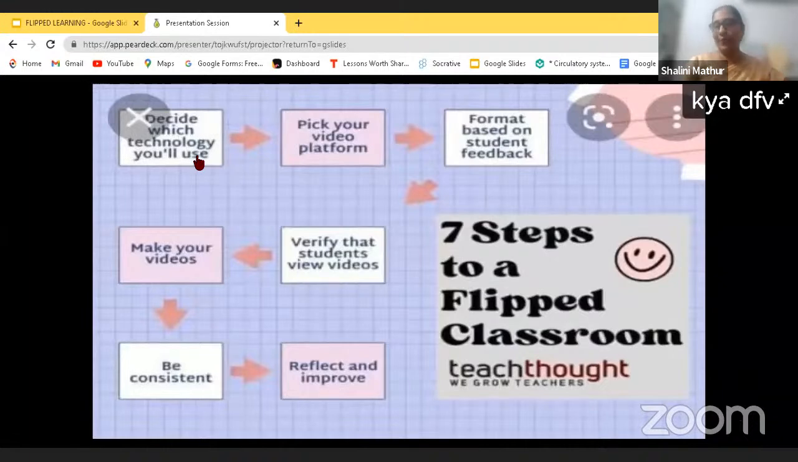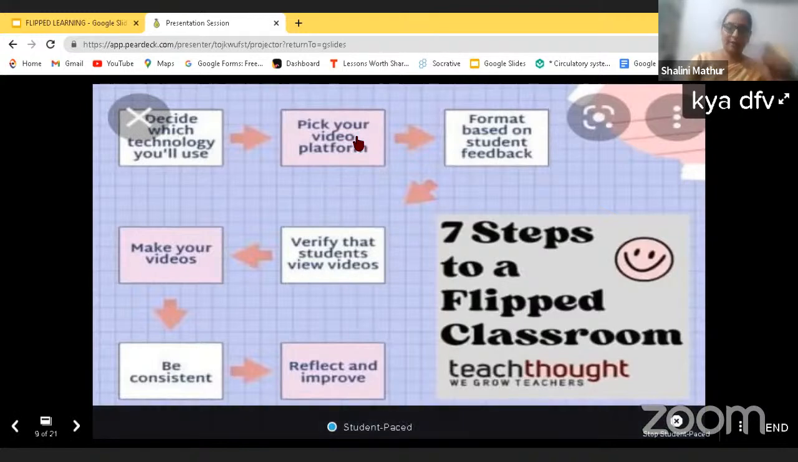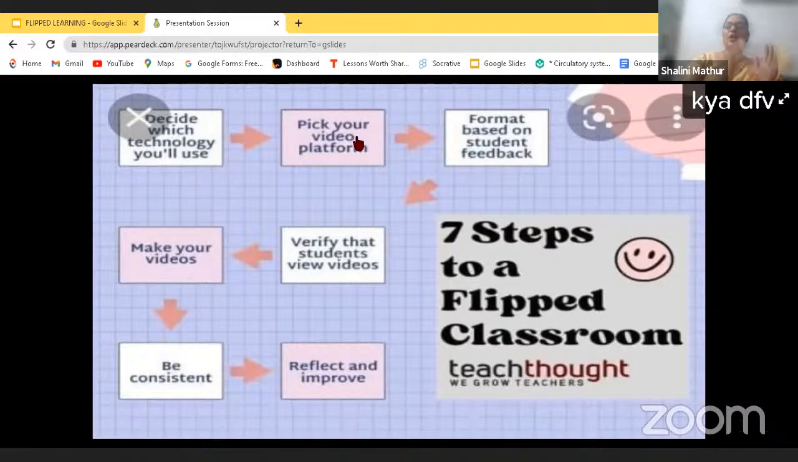One technology you have to decide, and at the same time you have to also choose the topic. You cannot teach the entire chapter as flipped learning. You have to just choose one topic which you are going to take forward as flipped learning.